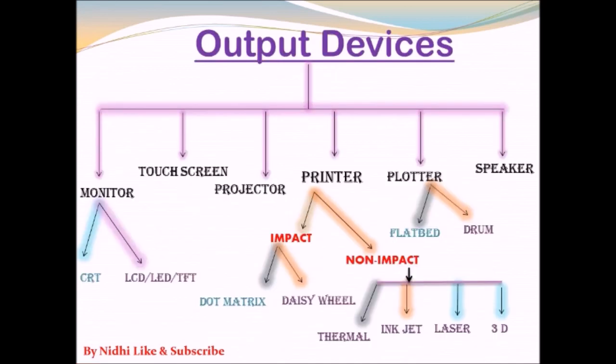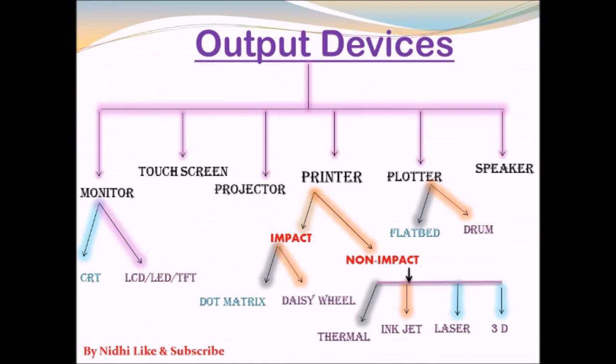First is monitor. Monitor is further categorized into cathode ray tube monitors that were used earlier, and liquid crystal display monitors, light emitting diode monitors, thin film transistor monitors, and touch screen. Next categorization is projector. Then printer is further categorized into two categories: impact printer and non-impact printer. Impact printers work on the mechanism of typewriters and are further categorized into dot matrix, daisy wheel, page printers, etc. Non-impact printers include thermal printer, inkjet printer, laser printer, 3D printers.